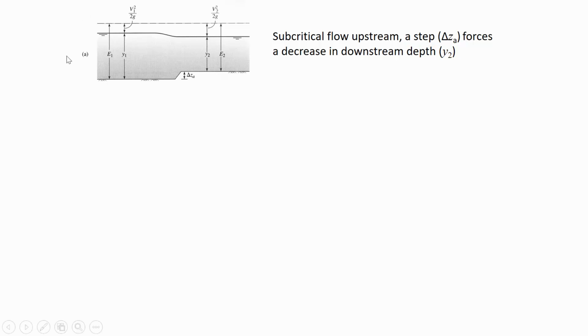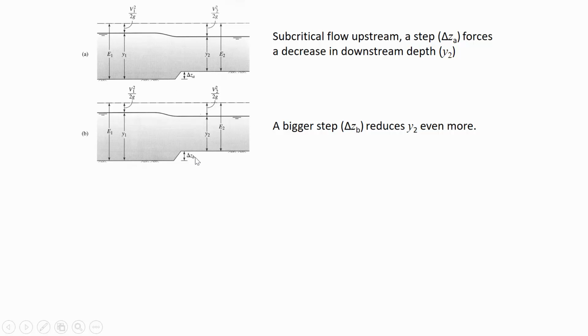So this is showing that initially we have subcritical flow upstream, and what it causes, the depth will decrease downstream. Because remember, there's less energy available because we had to use up some of the specific energy to get over that obstacle, delta Z. So what if delta Z gets a little bit bigger? So here in step B, what this is saying is that the delta ZB is larger than the first delta Z was.